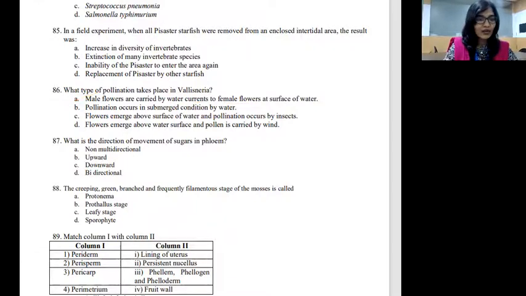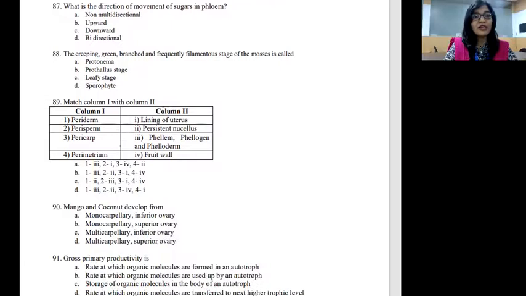What is the direction of movement of sugar in the phloem? Yes, sugars are the ones which are, we can say food is actually transported through the phloem. So in which direction does it go? The food has to go from the bottom till the top, and from the top till the bottom also it can come. So it is bi-directional. So the answer is option B.